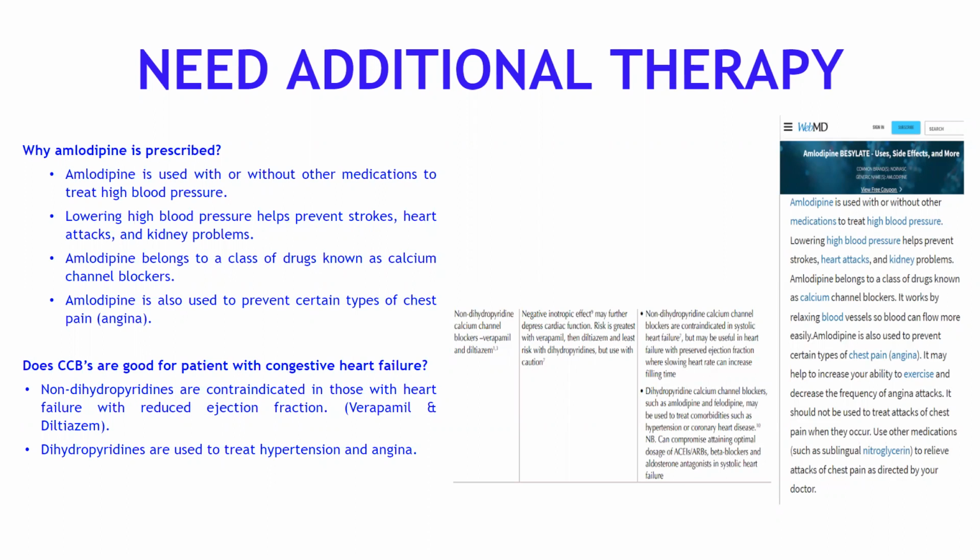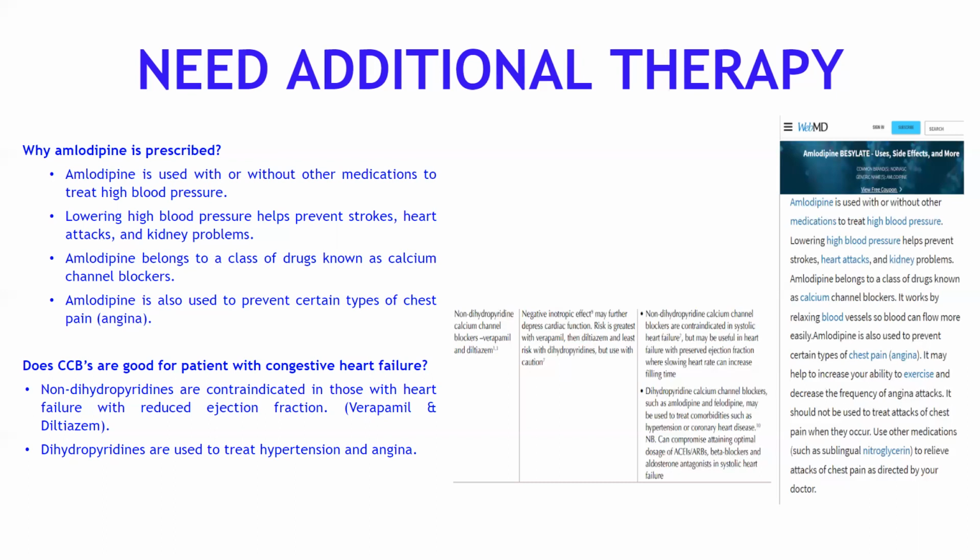Amlodipine is used with or without other medication to treat high blood pressure. It is also good in lowering high blood pressure, and helps prevent stroke, heart attacks, and kidney problems. Amlodipine is part of the calcium channel blockers, and it is also used to prevent certain types of chest pain. So, are calcium channel blockers good for patients with congestive heart failure? It's partly yes and no.